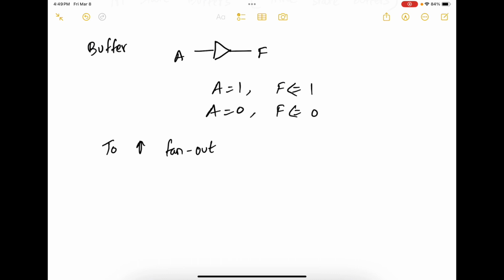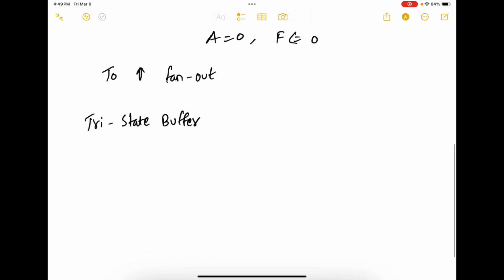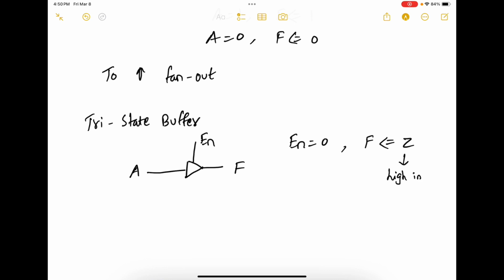Right? So we use buffers to improve fan out. Next, we come to the concept of a tri-state buffer. So the symbol for a tri-state buffer is as follows. So you have the buffer A, F. With a tri-state buffer, you have another input called the enable input. So when enable equals 0, F equals Z. Z indicates high impedance. And when enable equals 1, F gets the value of A.